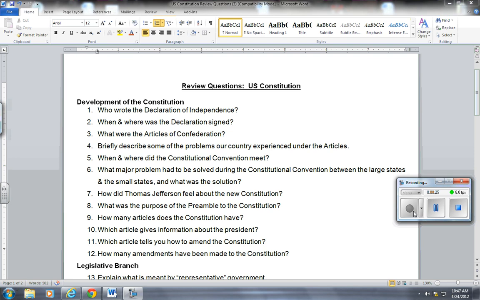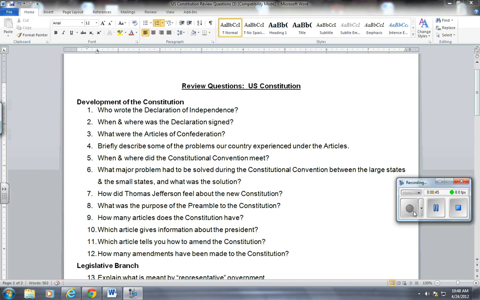Question number 1, Thomas Jefferson. Question number 2 would be Philadelphia, Pennsylvania in 1776. July 3rd or July 4th would be perfectly acceptable answers. 1776. Question 3, Articles of Confederation acted as the first constitution, setting up a form of government for the newly independent states.